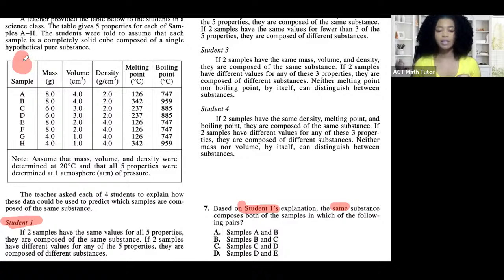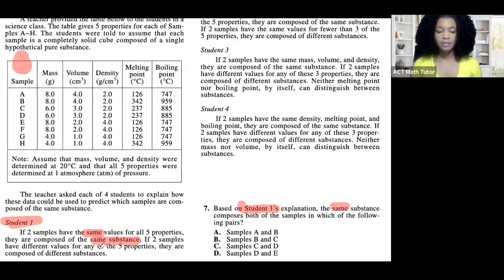Now that's me looking at the question and not reading the passage or the student's responses. That's just from the question saying, okay, this is where I need to go. So I'm going to read student 1's response, and then go back to the answer choices and see which one matches what student 1 said. Student 1 says, if two samples have the same values for all 5 properties, they are composed of the same substance. That's exactly what the question was saying.